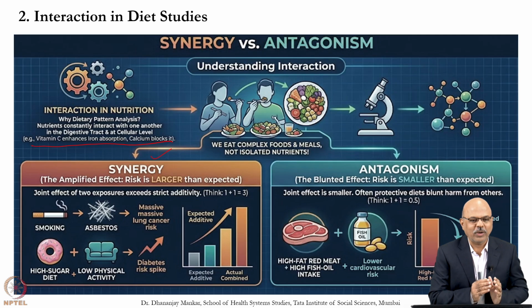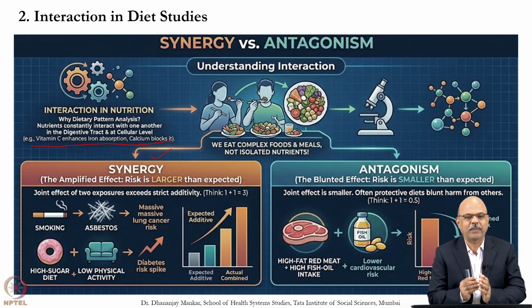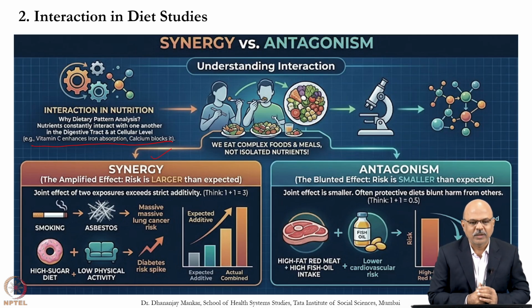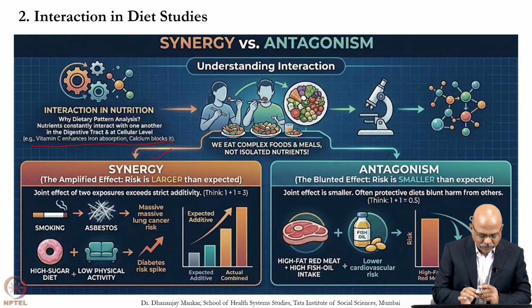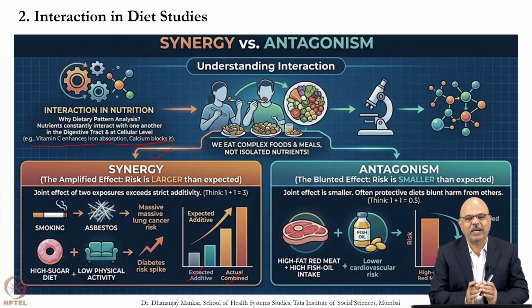So you may get smoking, asbestos, and a massive lung cancer risk. A high sugar diet and low physical activity cause a spike in diabetes. So you can understand what is the expected additive effect and what is the actual effect when combined, as an effect of 2 or 3.